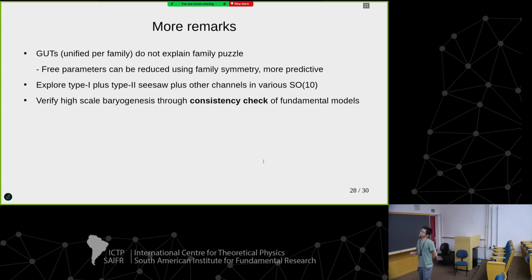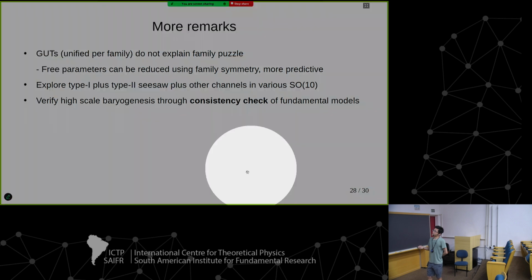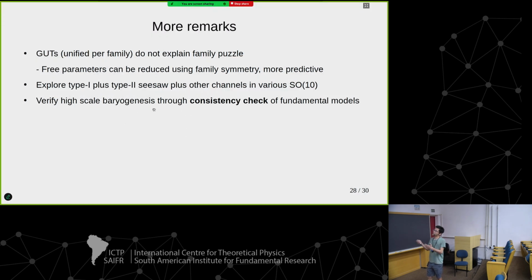Just that, for example, you do not explain why you have three families because you unify within per family. That's why there are still a lot of free parameters. So the idea is this can be reduced maybe further, and it becomes more predictive if we impose some family symmetry. And the other thing that we are exploring is basically a combination of type 1, type 2, and the other channels that are possible in SO(10). Okay. Yep, thanks for your attention.